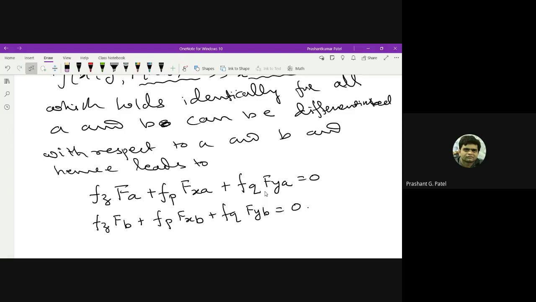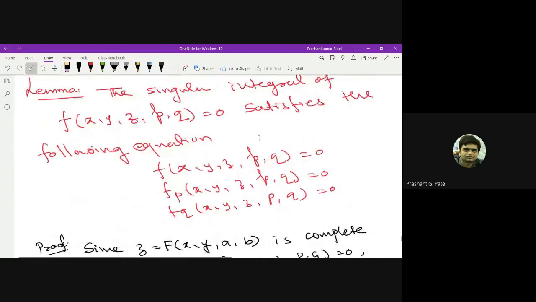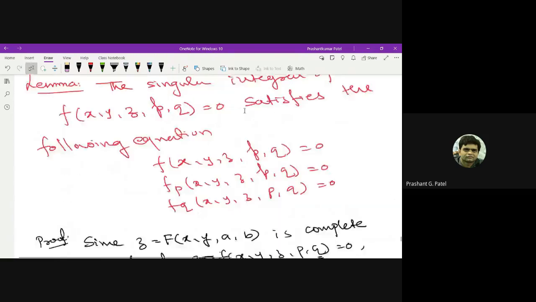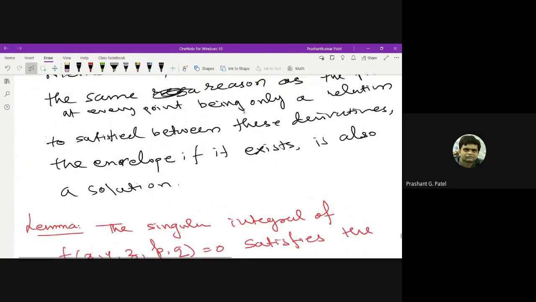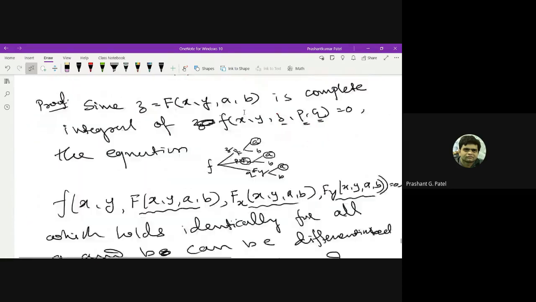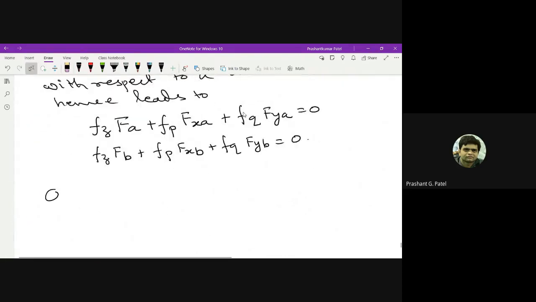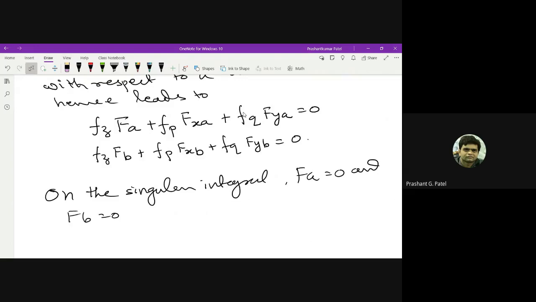Now on the singular integral, we are given that the singular integral is there. So in the singular integral, how many parameters does the equation contain? Nothing. No parameter is there. So in that singular integral, we have Fa is 0 and Fb is 0. That we have taken in the previous one also. And therefore, this will satisfy Fa is 0, Fb is 0.